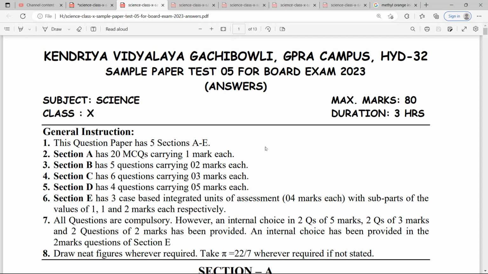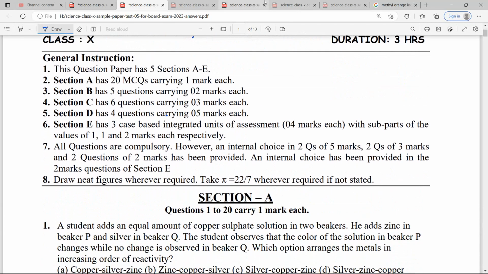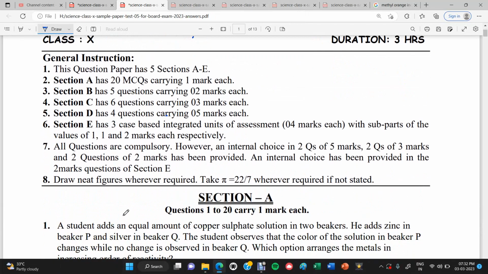Right. So this is sample paper 5. Without further delay, we can get in. We have to move a little bit faster here so that we can cover all the questions.